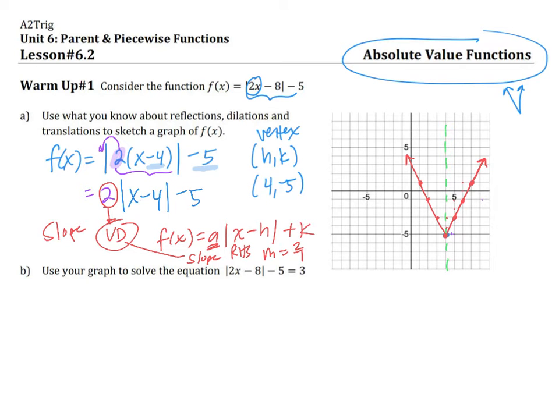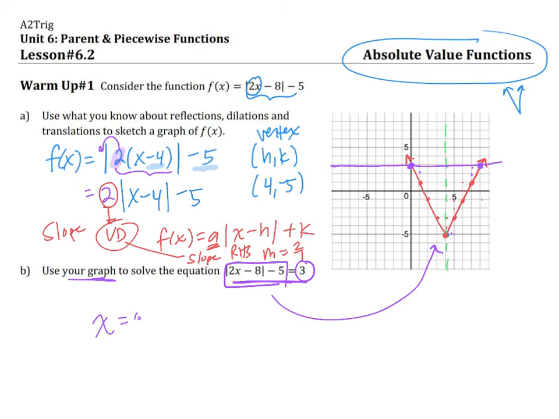Now, the next part says, use your graph to solve this equation. So this is saying, when will this equation that I just graphed equal 3? So I'm going to go through here at 3, and hopefully you can see we would have followed that same pattern. So what are the values of x?